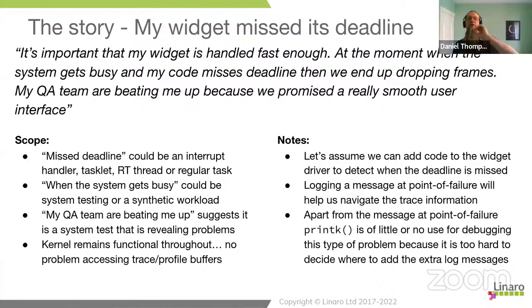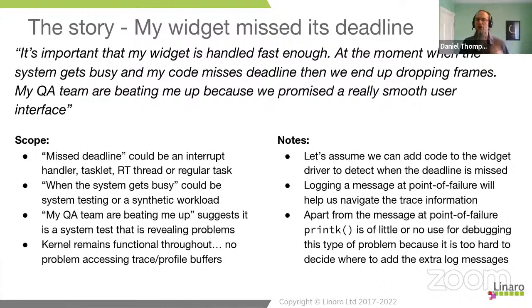We're going to assume that for things like failing early, we can add code to the widget driver to detect when the deadline is missed. This is very, very common. Essentially, when you are running the code to do something, it's quite easy to add something in that code to find out if it's run quickly enough. So we should be able to have some kind of message at the point of failure to help us navigate the trace information.